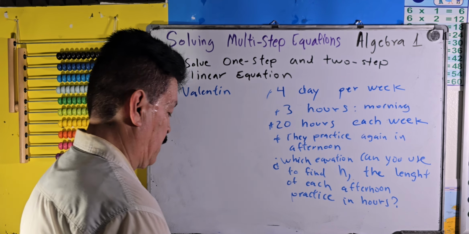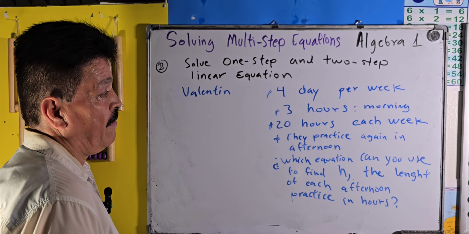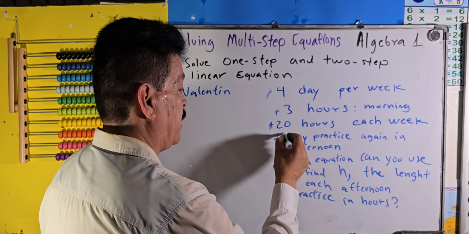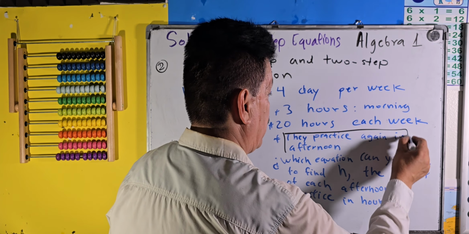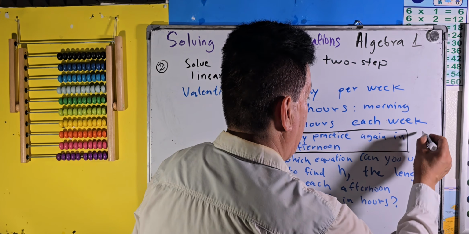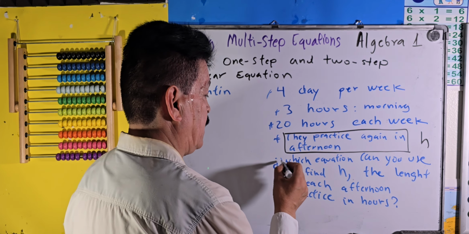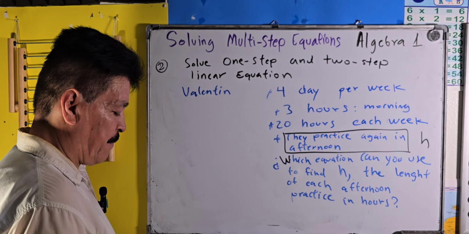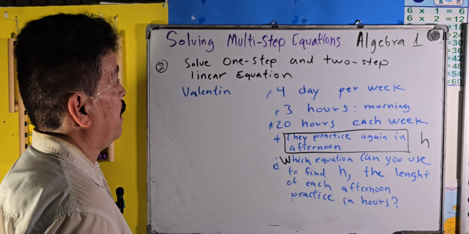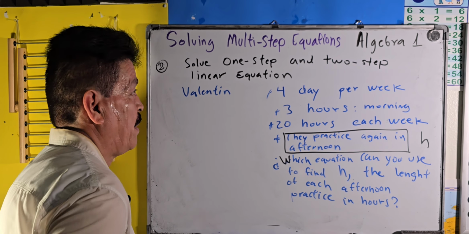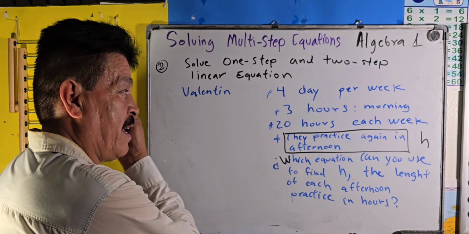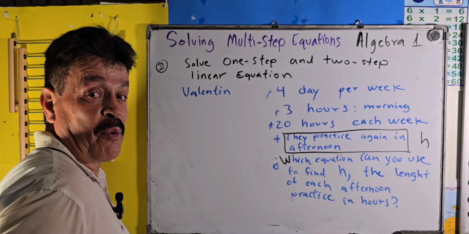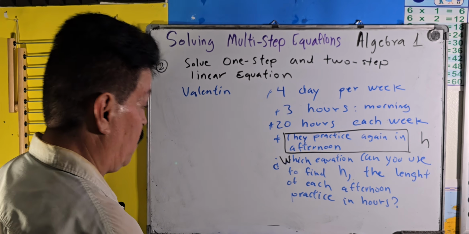So this is very important here. We have 3 hours in the morning, but they practice again in the afternoon. This is our problem here. We need to know how many hours they practice right here. This is our question for the problem. What kind of equation, multi-step or one-step, can we use to find the solution? This is a linear equation problem. It's a linear equation. So let's see.